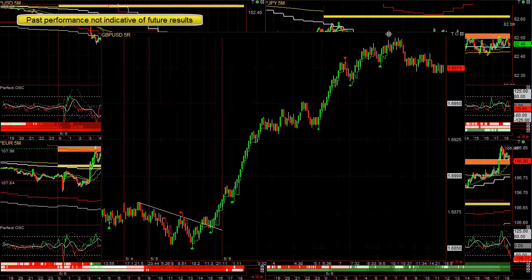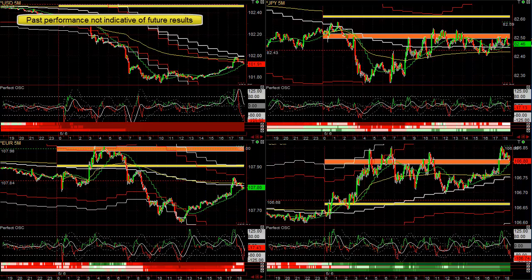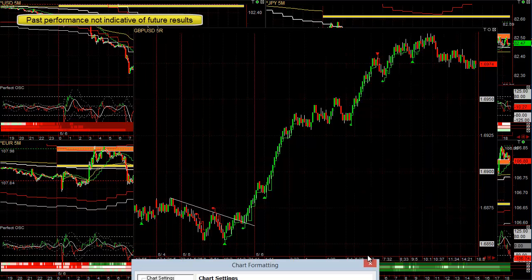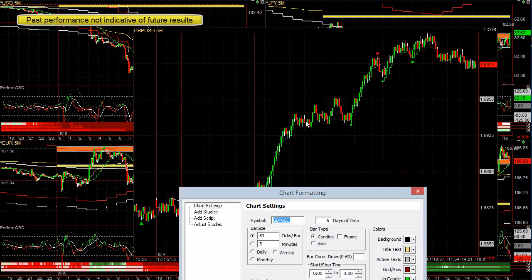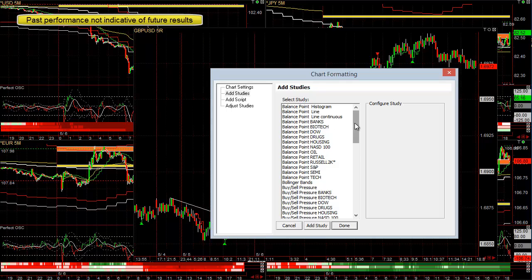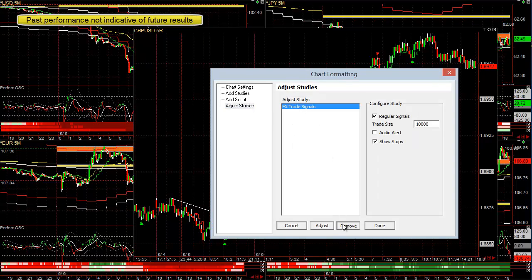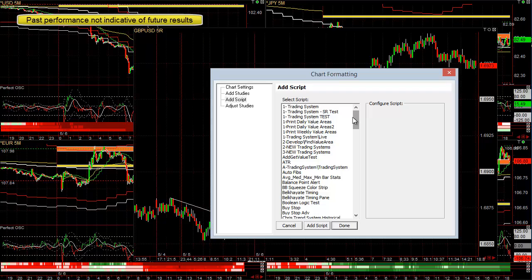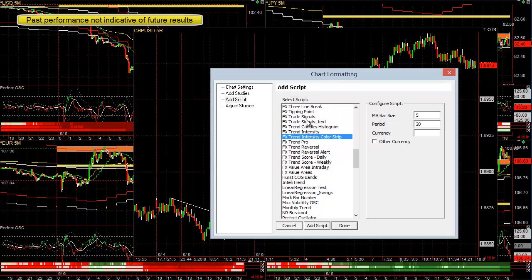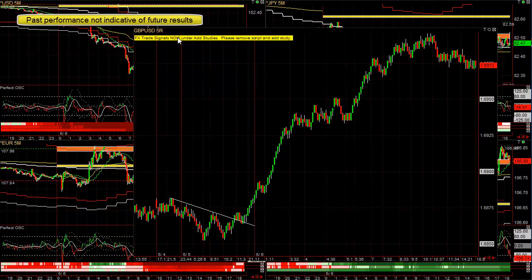But I'm very happy with the progression of our new Forex signals. And by the way, to get the old signals on your chart, you go to Add Studies, and they're under FX Trade Signals right here. Yours isn't going to say regular signals. You won't see trade size. You'll just see audio alert and show stops. Before, this was under Add Script FX Trade Signals. You should see a window that pops up and tells you that they're now available under Add Study.